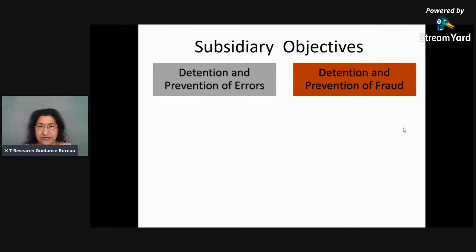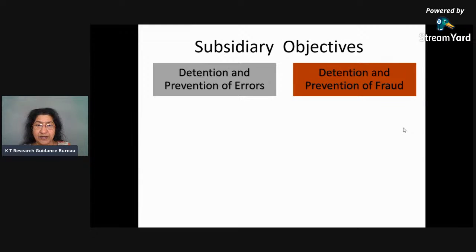So basic difference between error and fraud is this. That is the intention of the person. If intention is not malafide and by chance some errors are there, some mistakes or misinterpretation is there, then it is considered as errors. But if the intention is malafide, then that is considered as fraud.